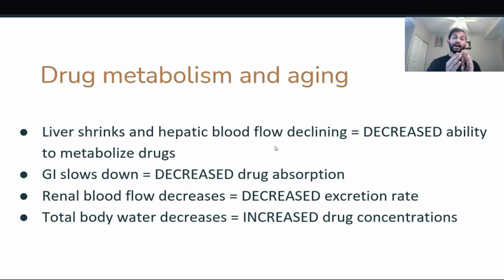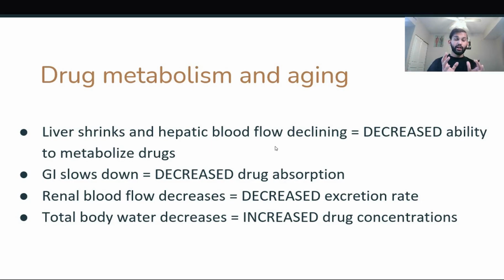Number two, we have the GI system that slows down. If our GI system slows down, then we have decreased absorption of those medications. Again, as a result, it will take a long period of time for all of the drugs to get absorbed in the body and have effect. So the effect of the drug gets lowered.